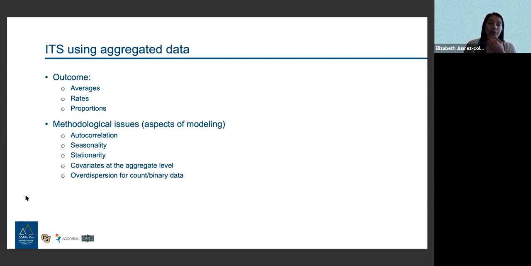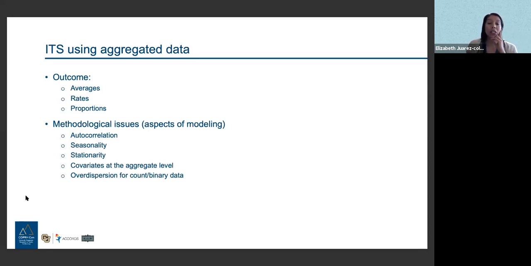Stationarity is another problem. So the idea that we have the same mean, the same variance, and the same serial correlation over time, that's the assumption of stationarity. If that doesn't hold, then we need to address it in some sensible way.